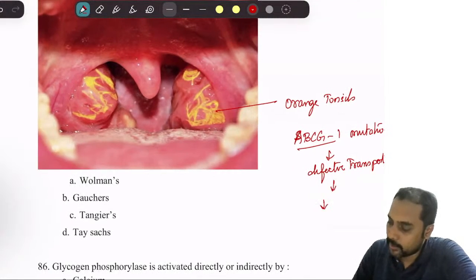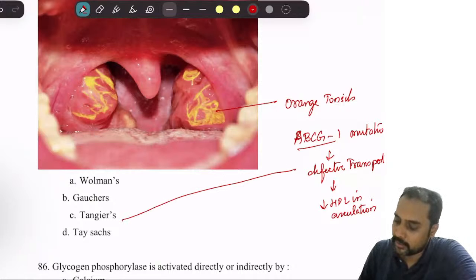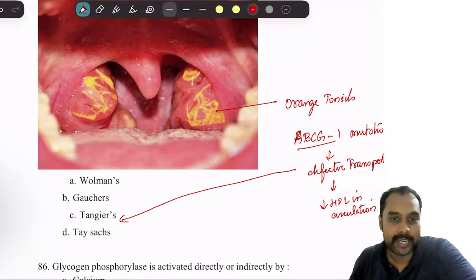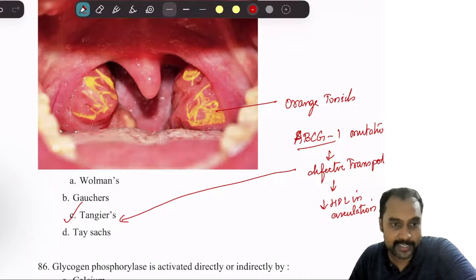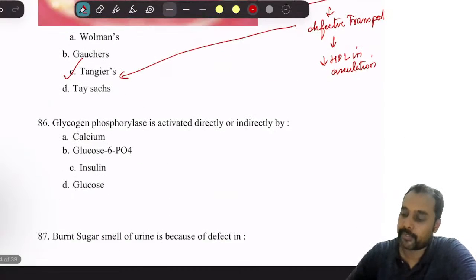So that will cause decreased HDL in circulation. So what is this disease called? This disease is called Tangier disease. So the answer here for orange tonsils is Tangier disease.